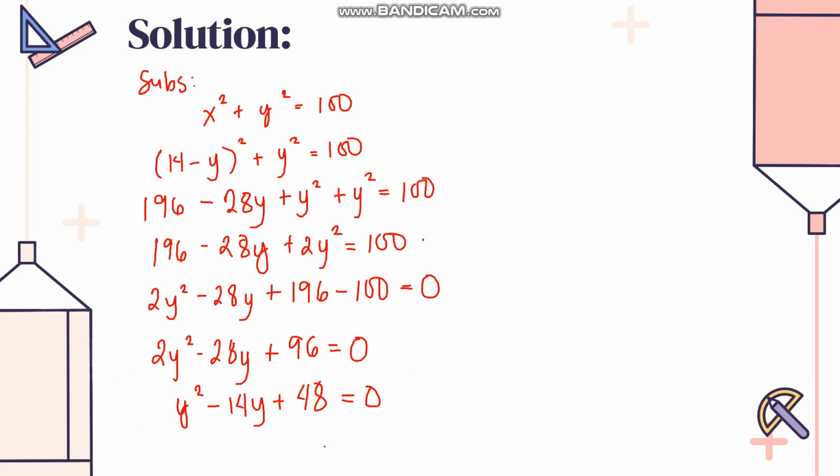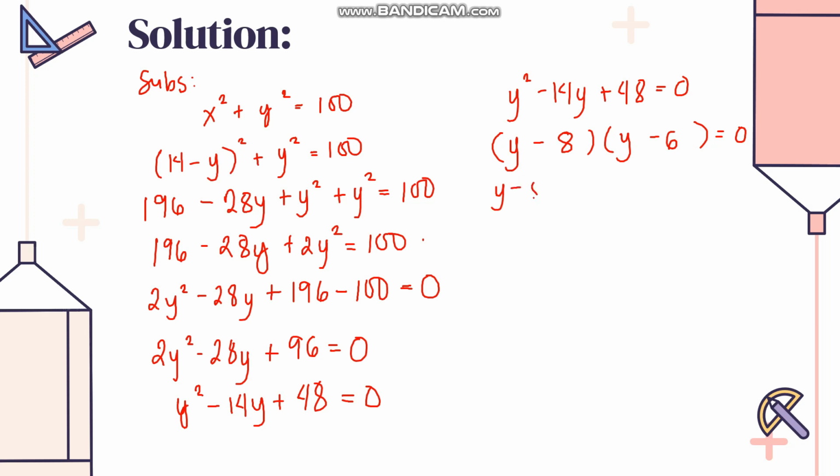Now we have a quadratic equation here, and in order to solve this, we can use factoring. So let's write here again: y squared minus 14y plus 48 equals 0. Now find factors of 48 that when you add, the answer is negative 14. So we have negative 8 and negative 6. The factors here will be y minus 8 and y minus 6 equals 0. Then after that, we can equate each factor to 0 so we can get the values of y. So y equals 8, and the other one is y equals 6.